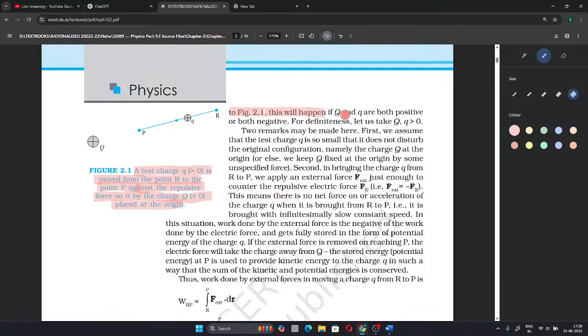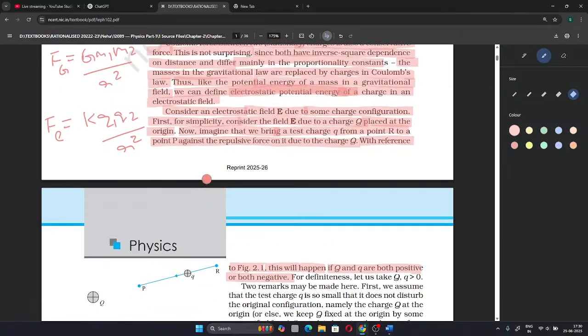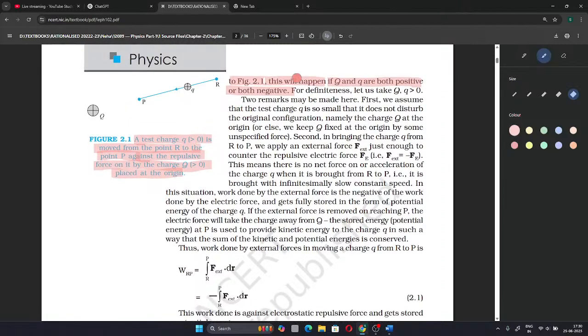This will happen if Q and q are both positive or both negative charges, that is, if they are like charges. Bringing the test charge q from R to P against the repulsive force means it must be like charges. For definiteness, let us take Q, q both greater than 0.